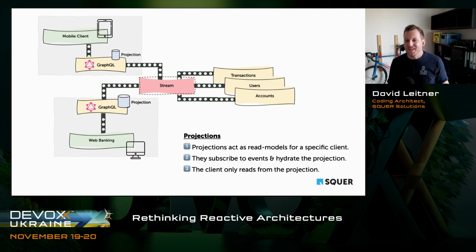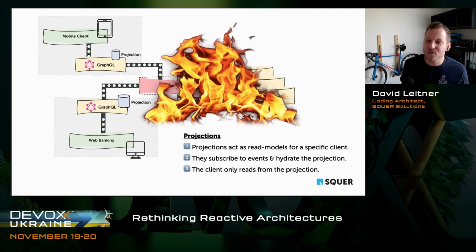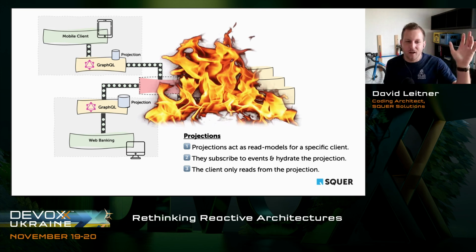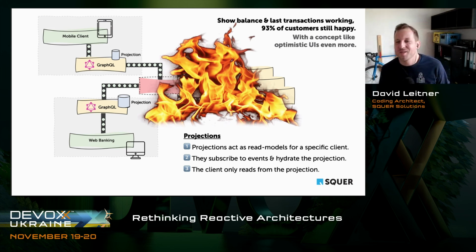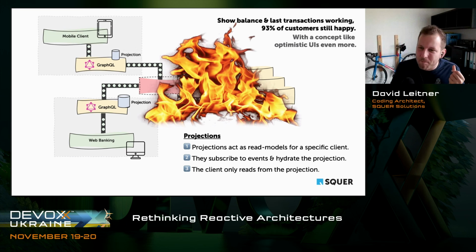And that's important because when it comes to resilience, right, if this whole system burns down, if the whole back channel is not working anymore, we can still show the balance and the latest transactions to 93% of our customers, right? Maybe they cannot execute payments, but we can say to them, hey, we will execute it as soon as possible. So with concepts like optimistic UIs, you can even increase, I think, this 93%. But it's still a massive achievement, right? And we don't have one of these two big problems in software engineering left.